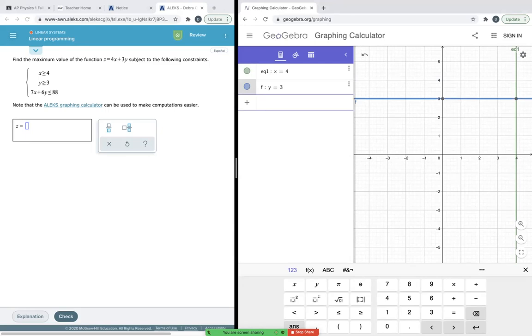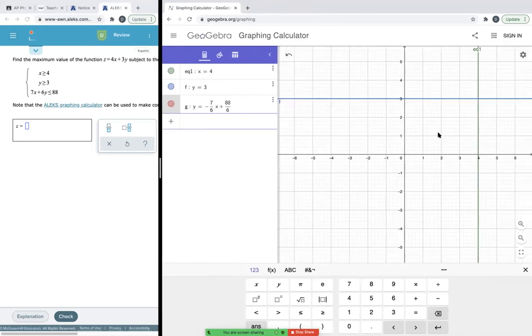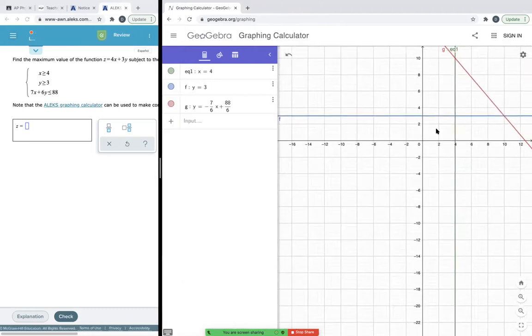Having had my piece of paper where I have rearranged the equation to get y by itself, I'm going to enter y equals minus 7 divided by 6, leave it in fractions, let the program do the work for you, plus 88 divided by 6. Okay, so there we go. I have 3 equations. So I have to now evaluate my graph. You might have to zoom in or out.